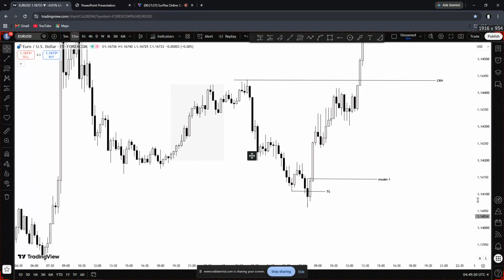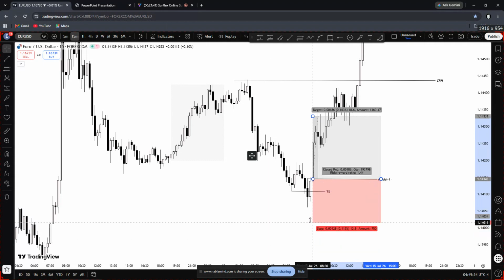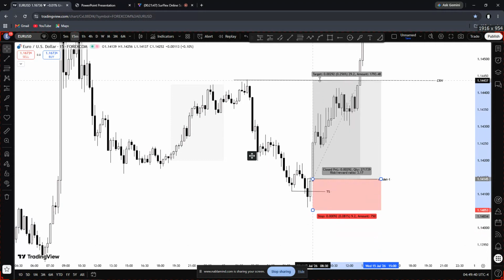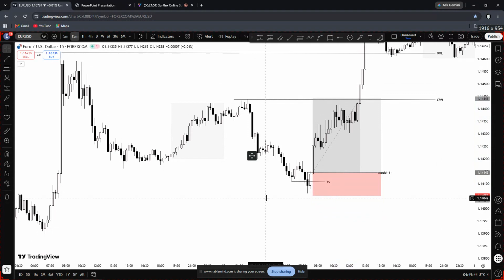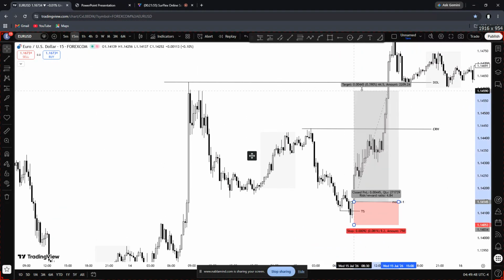Most times price is not going to come into your model 1, and most times price might tap into your model 1 and displace. But for the fact that price closed above, you can see that we took that trade and it was a very, very nice setup. Your stop loss should be below the protected low of the model 1 while you target the candle range high.